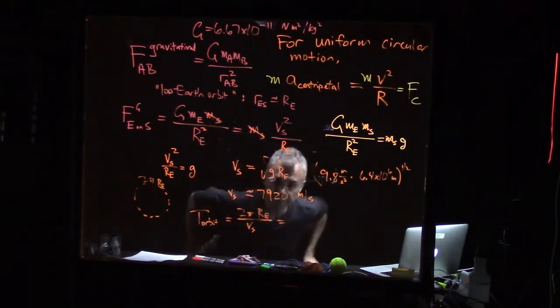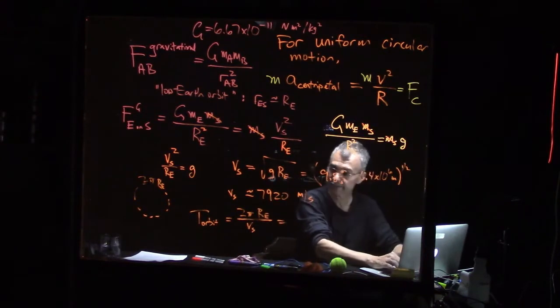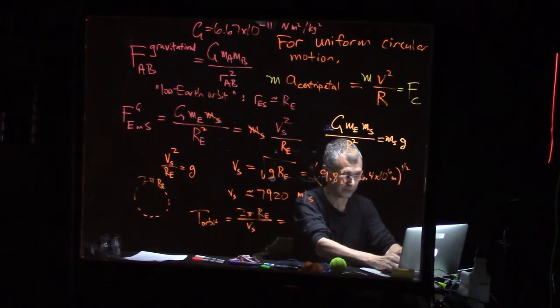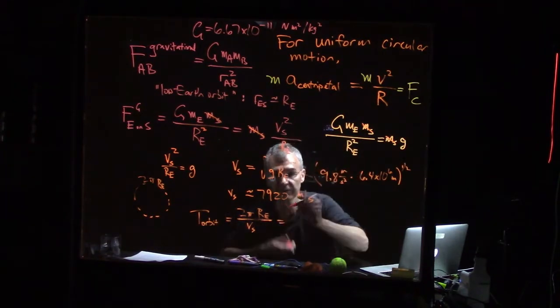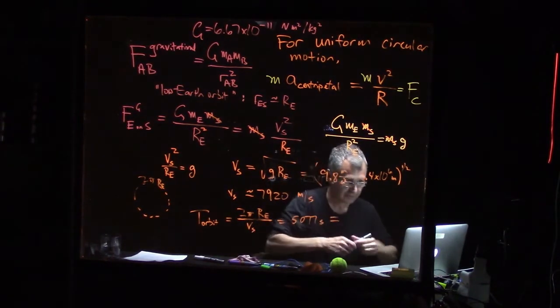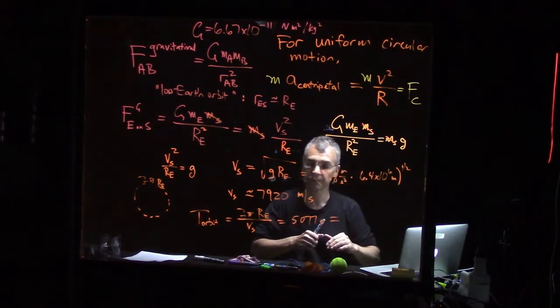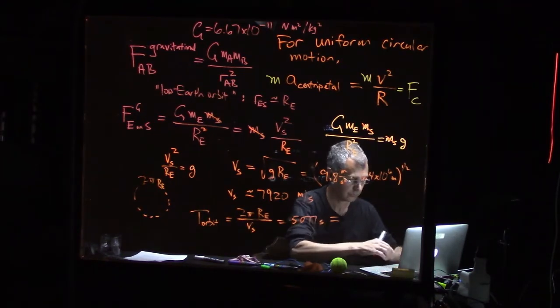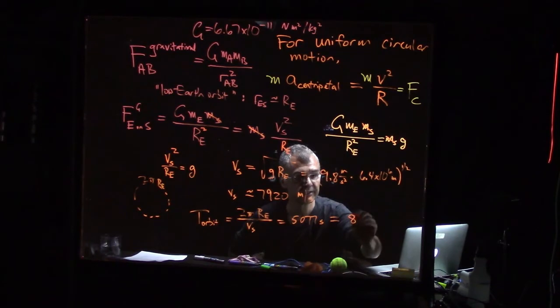Okay, let's plug that in. Let's see if this works. This is kind of an indirect way to get this number, but I think it could be kind of fun. So 2 times pi times 6.4 10 to the 6th, and then we're going to divide that by 7,920. And that says 5077. That's too many digits really, but 5077 seconds. And we divide that by 60 to get minutes. And it gives us 85 minutes. I think that's right.